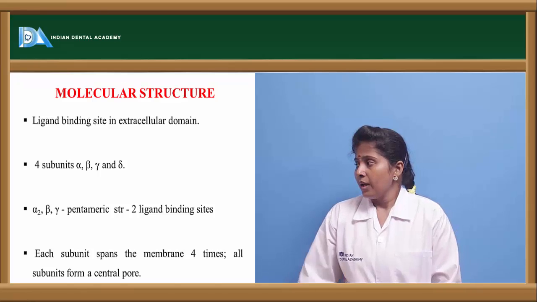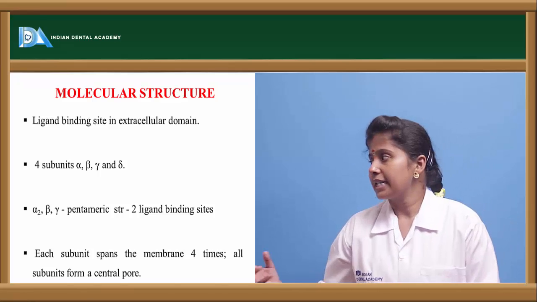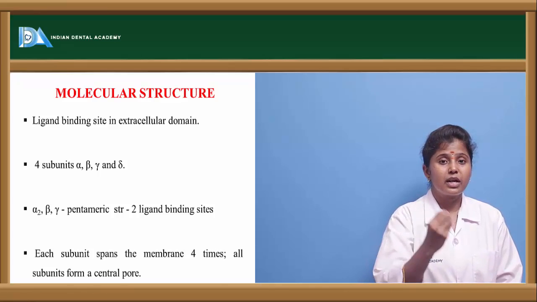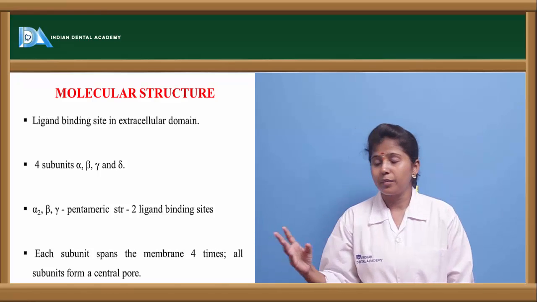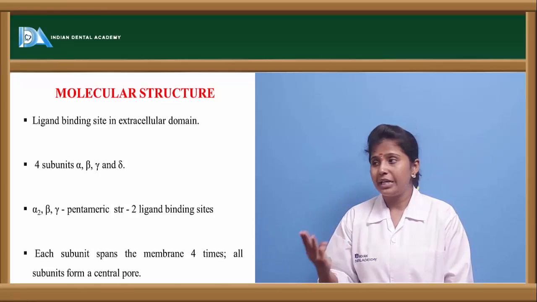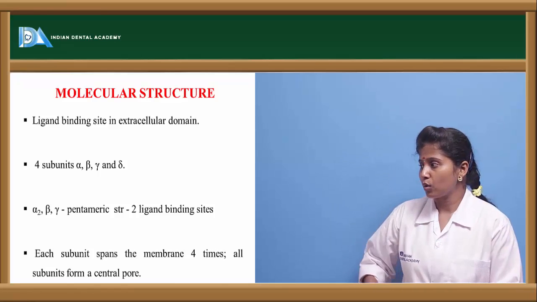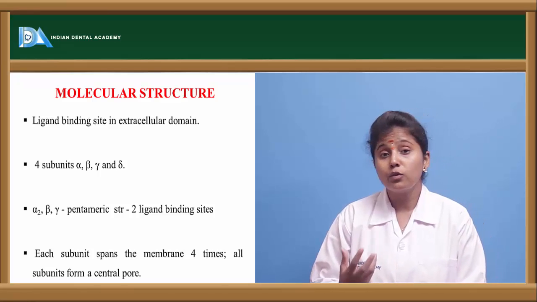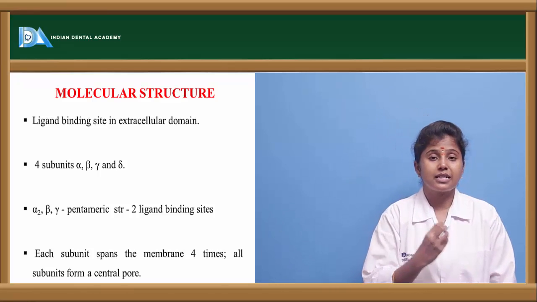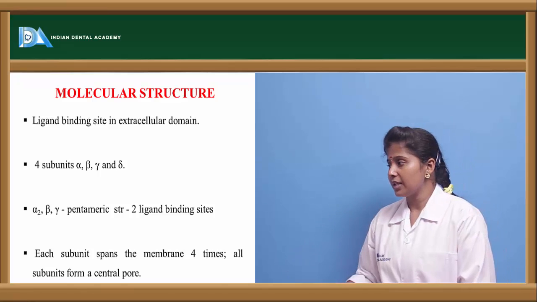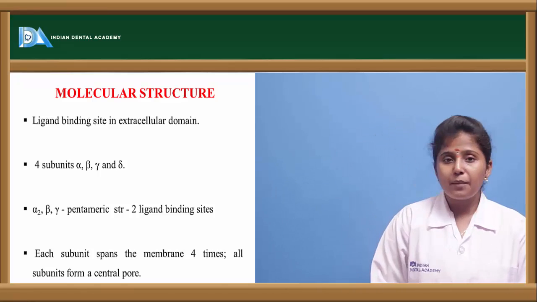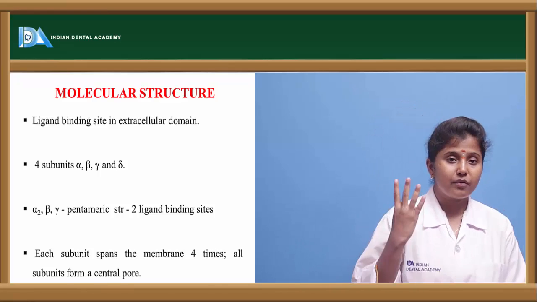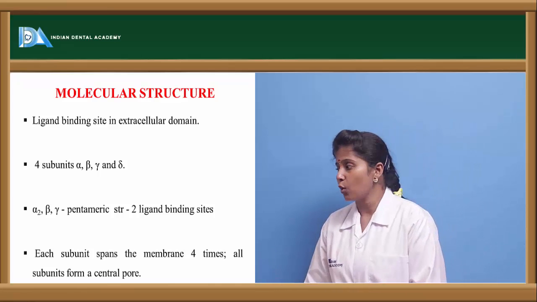And if we see the molecular structure, it is ligand gated. So it has a space for the ligand to bind to it, and it has 4 subunits, in the sense 2 alpha, 2 beta, and 1 gamma and 1 delta are also there. And a few receptors have a pentameric structure. In the sense they have 5 subunits in them, and each subunit spans the membrane 4 times. So each subunit span is 4 times.